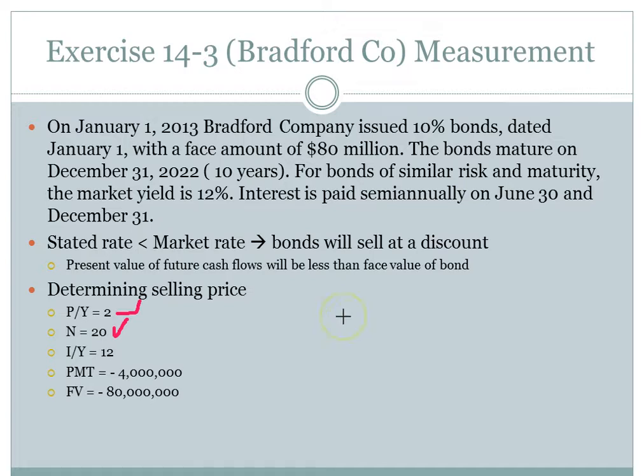The discount rate, the rate at which we will discount those future cash flows, is the market rate of interest, which in this case is 12%. The only thing that the 10%, the stated rate of interest, is used for is to actually determine the amount of cash that's going to be paid out. But the cash flows themselves are going to be discounted always at the market rate of interest. And so that's what we need to pay attention to here.